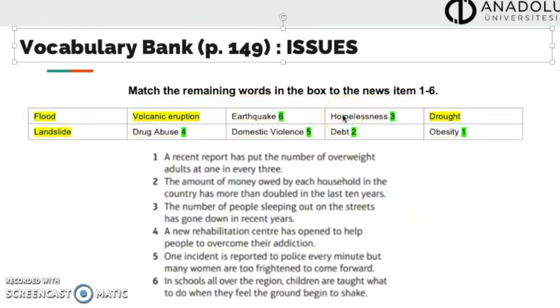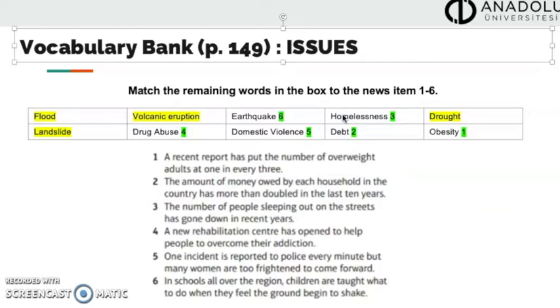The first story says, a recent report has put the number of overweight adults at 1 in every 3. As you see, this is about overweight people. So number 1 is obesity. Number 2, the amount of money owed by each household in the country has more than doubled in the last 10 years. This is about owing money. So we can say number 2 is debt.